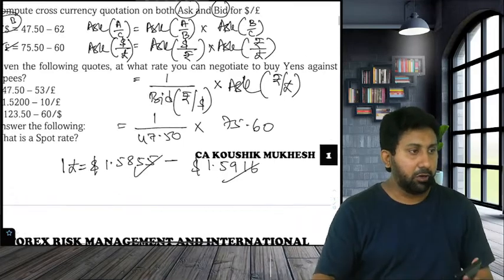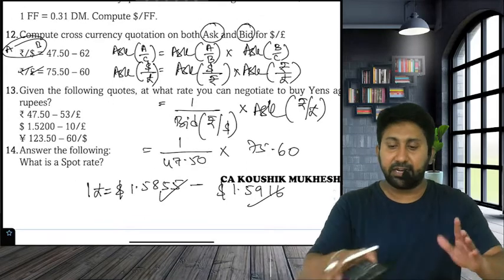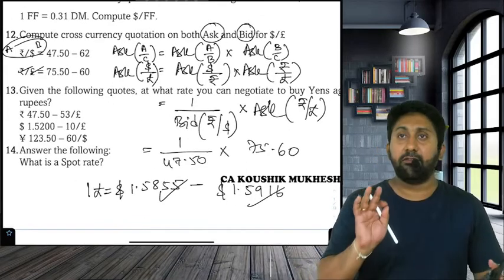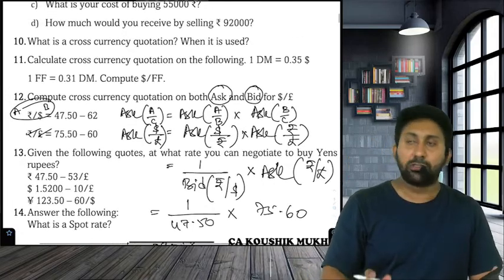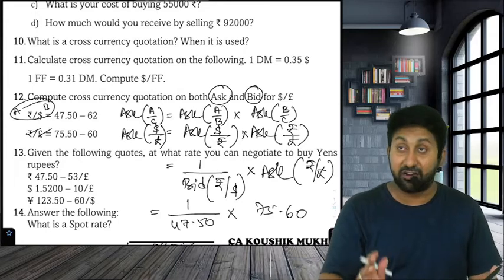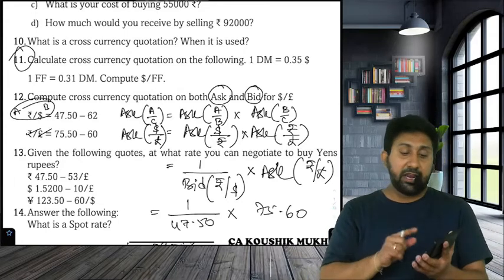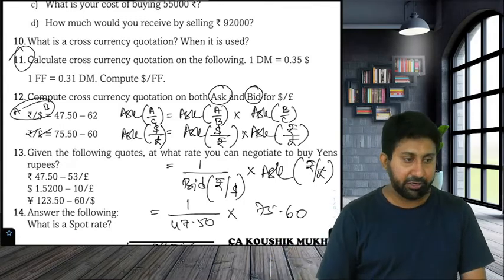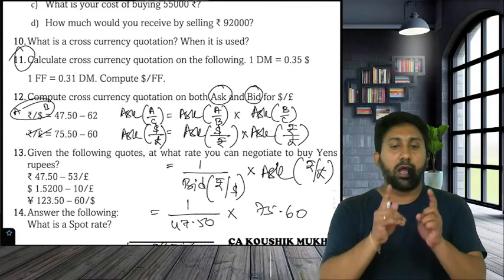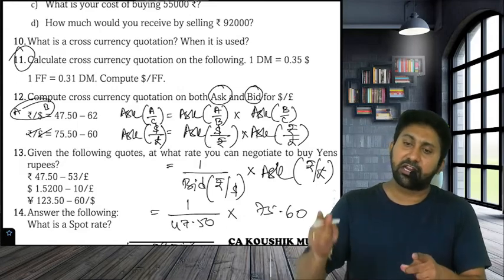This is how you have to calculate the cross currency quotation. So to summarize everything: whenever you are calculating cross currency quotation, in examination don't expect a single quotation. For understanding's sake, as a basic question I have given this, but in reality they will ask you dual quotations in examination. At that time you have to calculate cross currency for bid as well as cross currency for ask.